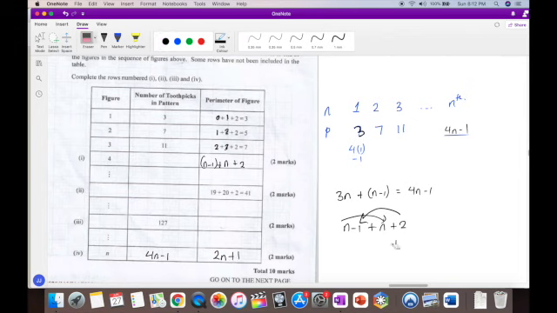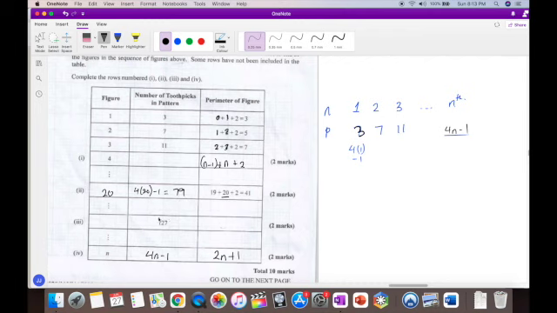And now that we have our sequence, we can figure out everything else that they want us to find. So for part 2, we can see here that in this case n is 20. So if n is 20, that means 4 times 20 minus 1. 4 2s are 8, so that's 80, minus 1 is 79 over here.